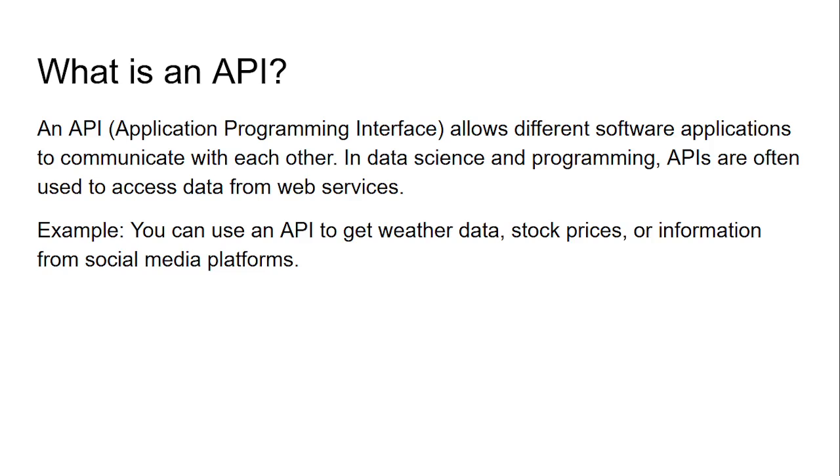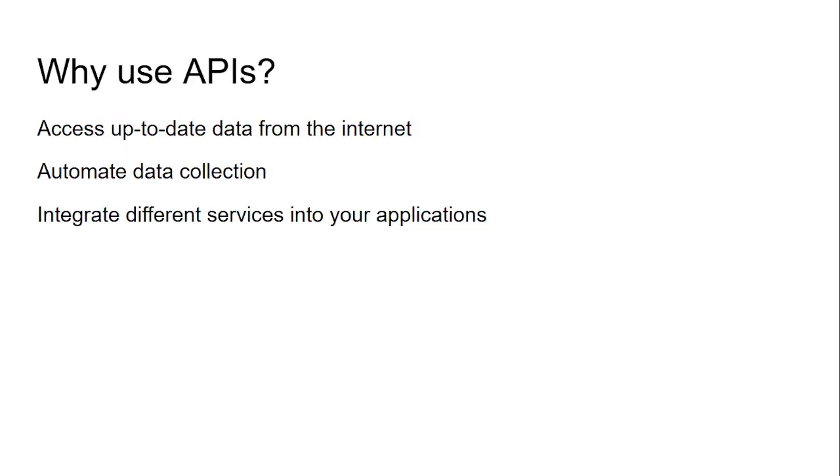An API is an application programming interface that allows different software applications to communicate with each other. In data science and programming, APIs are often used to access data from web services. So we can use API to get weather data, stock prices, or information from social media platforms. We can also use APIs to access up-to-date data from the internet, automate data collection, and integrate different services into our applications.